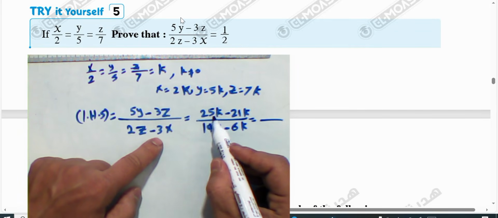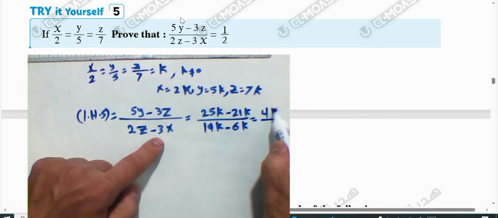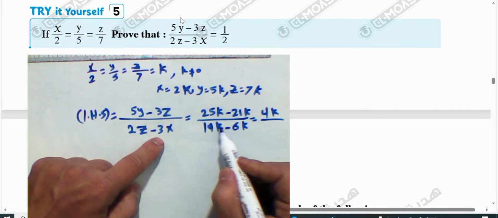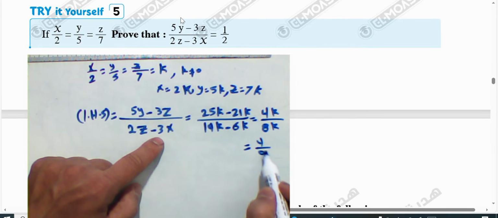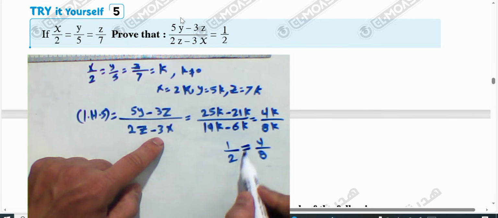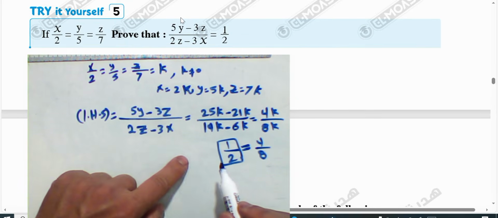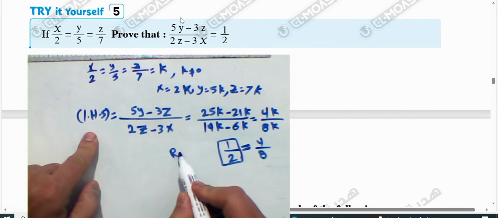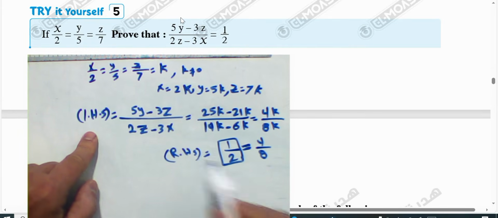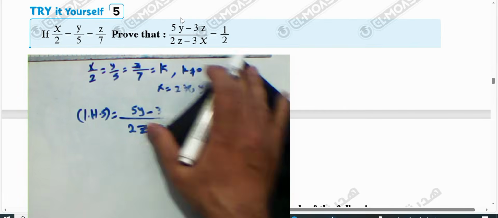Now we simplify. 25 minus 21 is 4k. 14 minus 6 equals 8k, and the constant k we can simplify by dividing by k up and down. We have 4 over 8, the result will be 1 over 2. The answer will be right here, left hand side equals right hand side. They are equivalent, equal 1 over 2. We prove that.